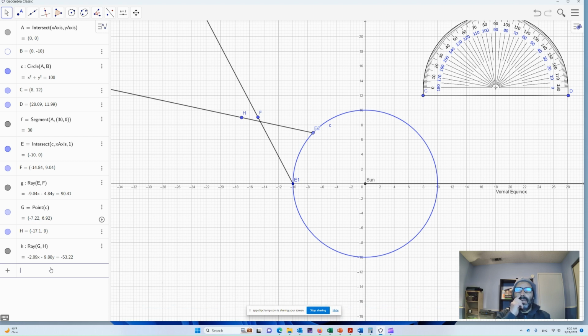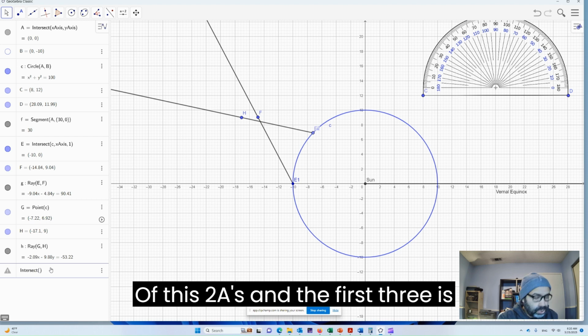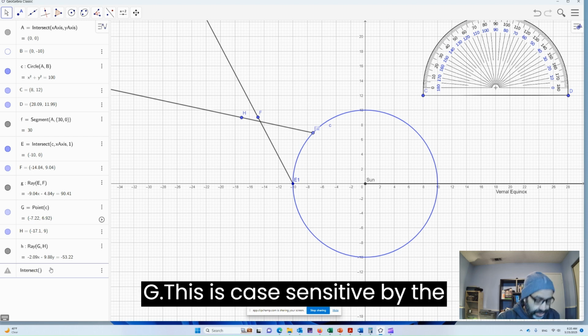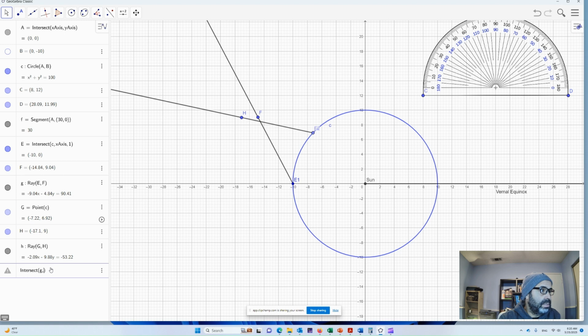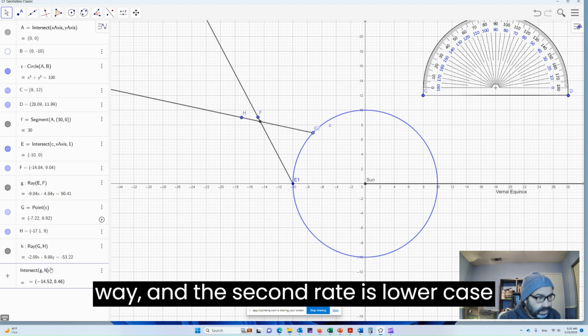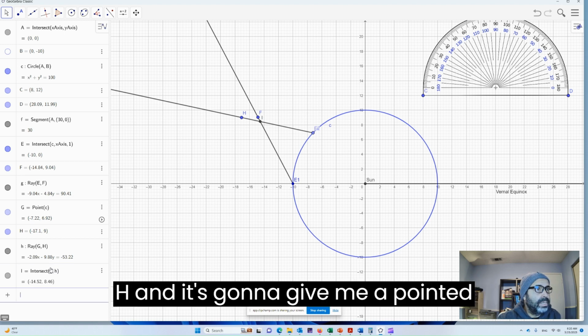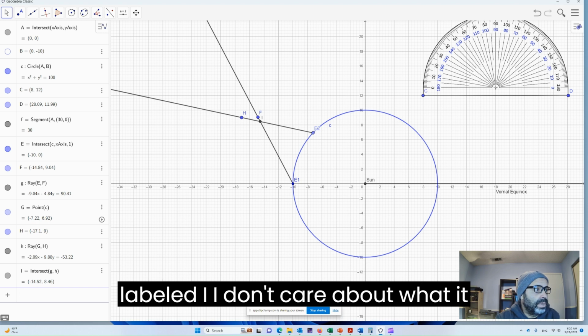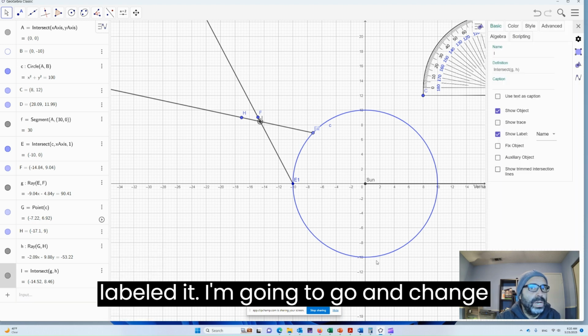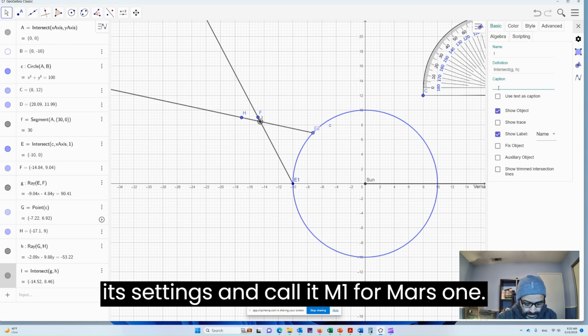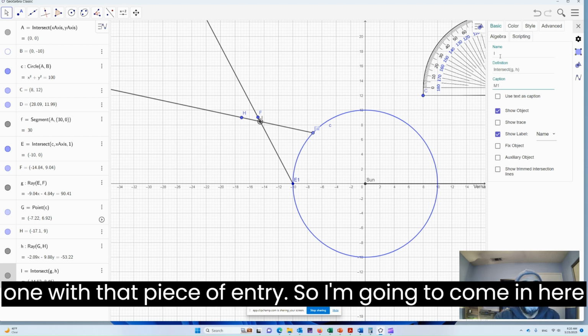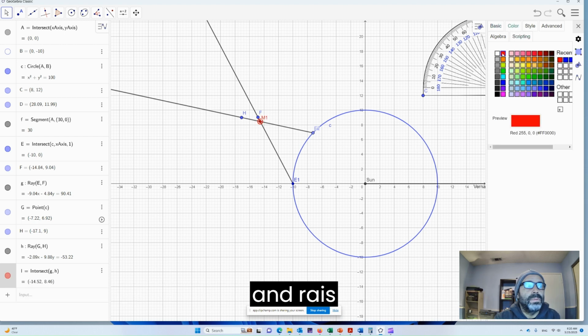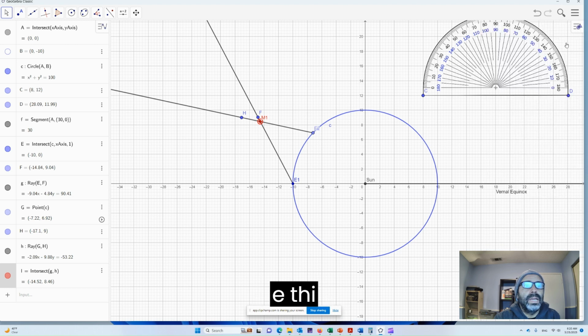So again, in this case, it's going to be the intersect of these two rays. The first ray is G. This is case sensitive, by the way. And the second ray is lowercase h. And it's going to give me a point. It labeled it I. I don't care about what it labeled. I'm going to change its settings and call it M1 for Mars 1. And I'm going to change the color for it because Mars typically is red. And at that point, I'm done with that piece of entry.